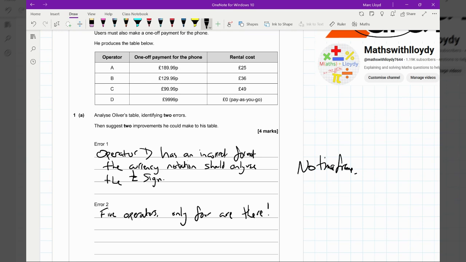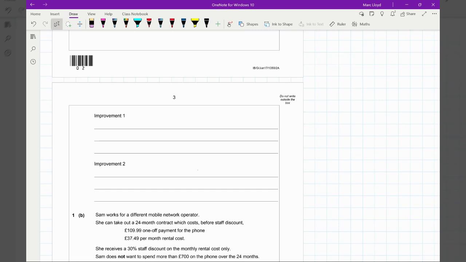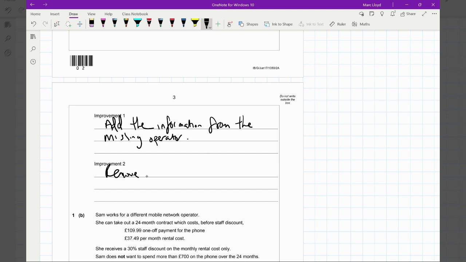Happy. Right, so now with the improvements, we can kind of use what we've put in the errors, I guess. So what they could do is add information from the missing operator. And then I'd say also remove the P symbol, only use pounds, which is kind of what I've alluded to earlier.